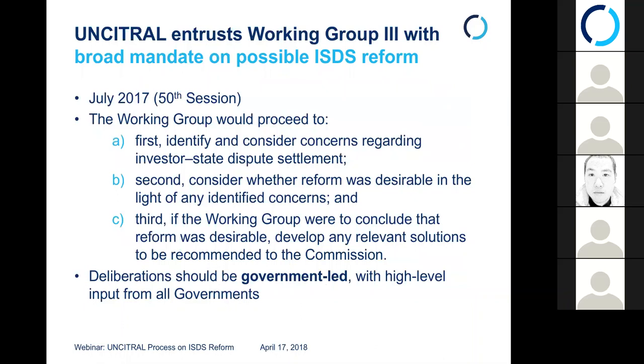The working group was entrusted with the following agenda. It would first have to identify and consider concerns regarding investor-state dispute settlement. It would then move on to considering whether reform was desirable in relation to these concerns. And after that, in the third phase, the working group would develop relevant solutions to be recommended to the Commission in case it was found that reform was desirable.